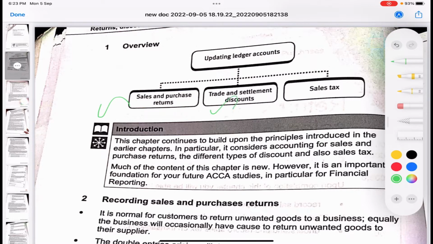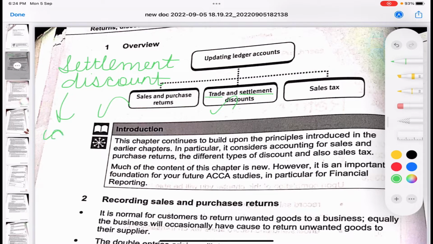And trade and settlement discounts. We will talk about what trade discount is and what settlement discount is. Settlement discount is the other name for cash discount. So take a note of this. Settlement discount is also known as cash discount.